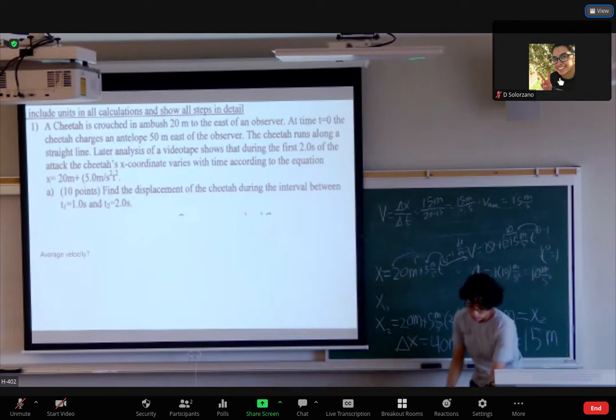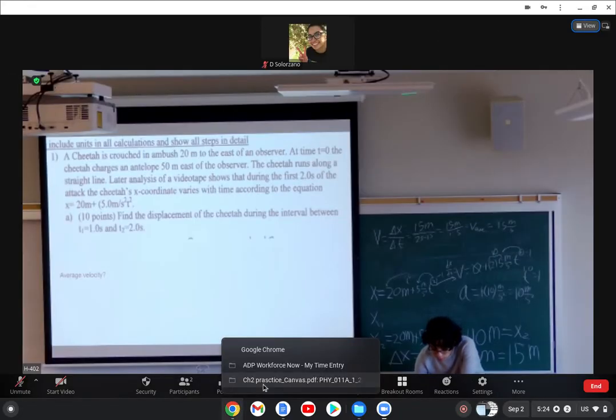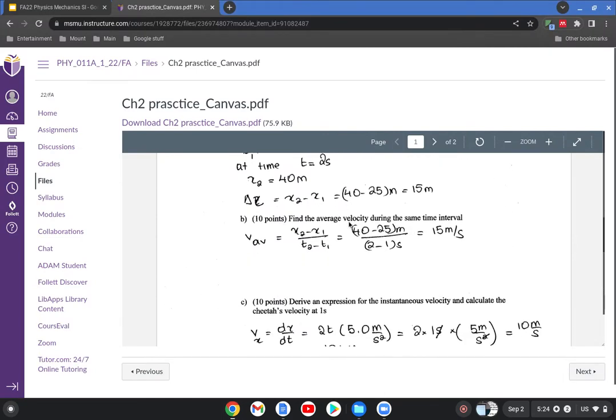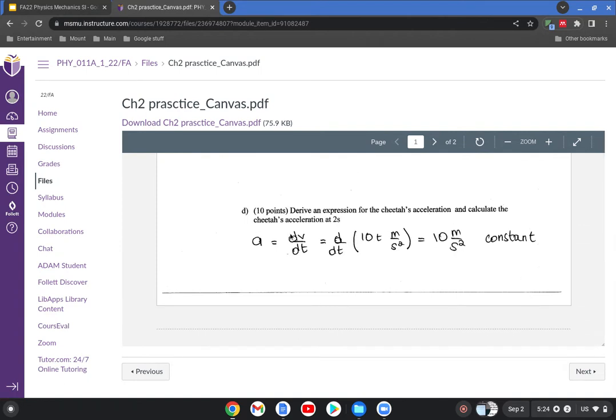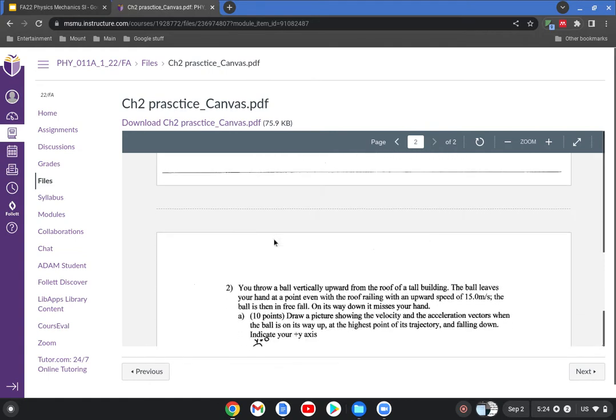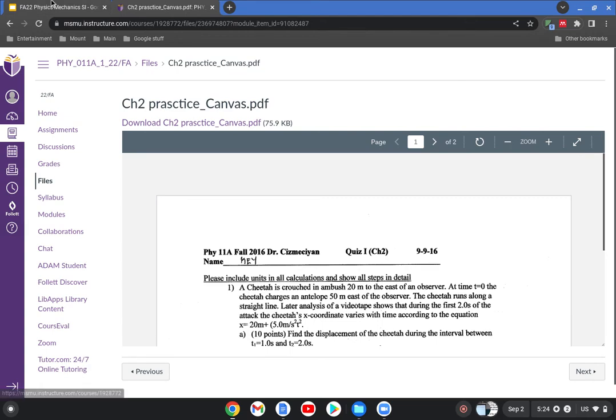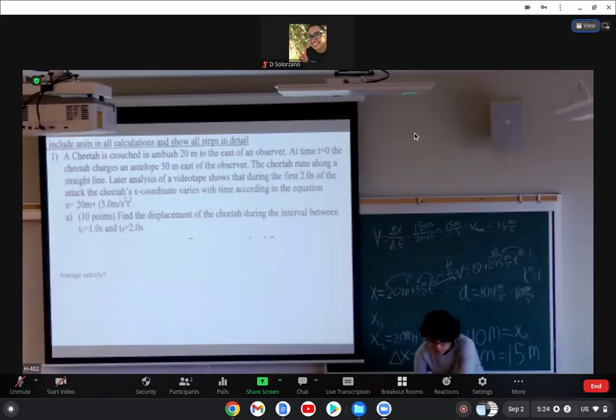And I'm not sure if she shows that in the key, but we'll go check right now. Yeah, we have 15 meters per second, and then we have 10 meters per second squared, right? That's this part right here. And then you have your acceleration, which is constant. Cool. That one we're not doing because we just covered that in class. It's not going to be on the quiz.